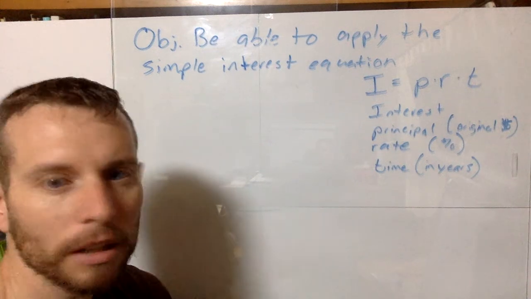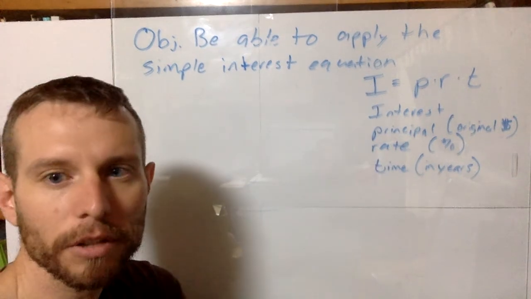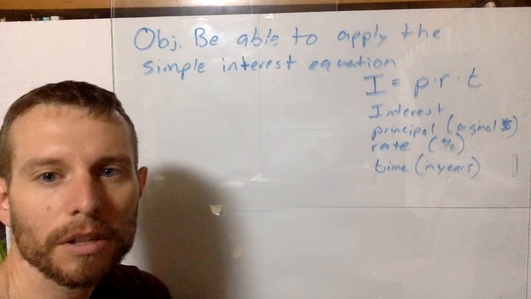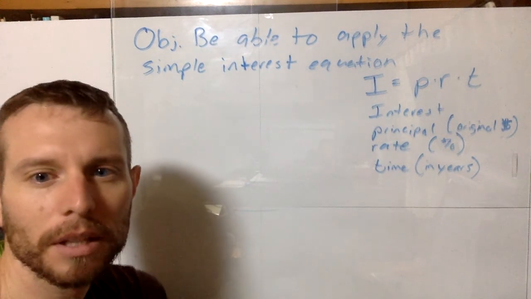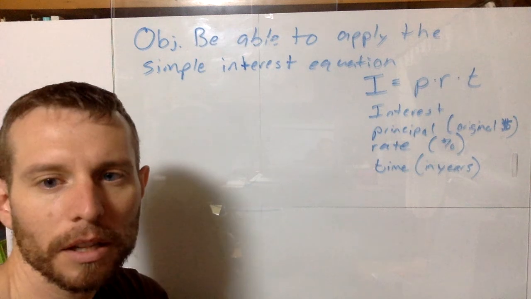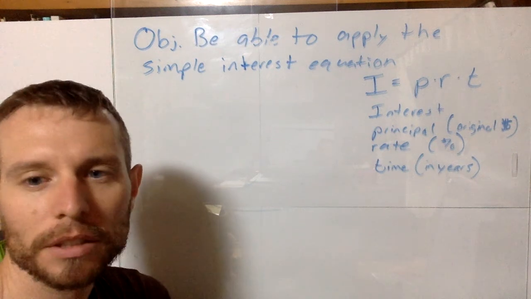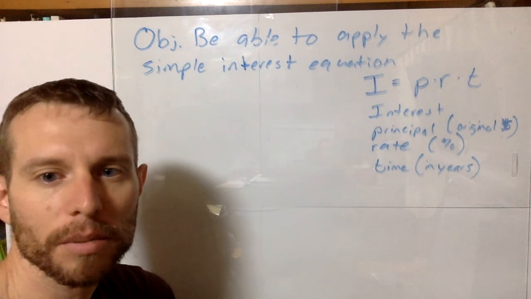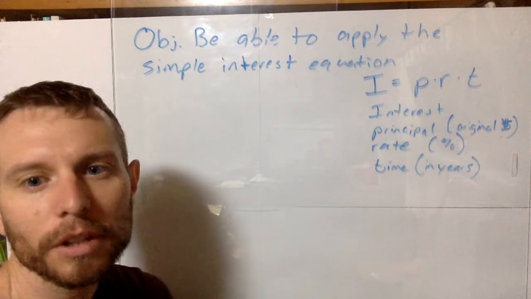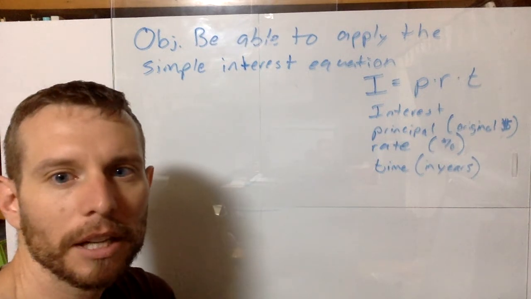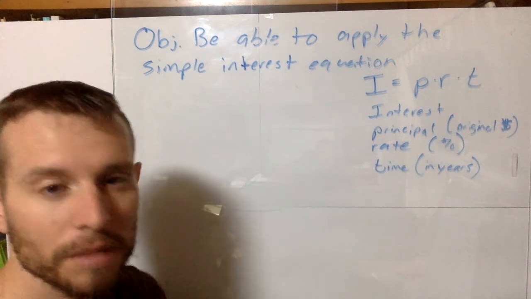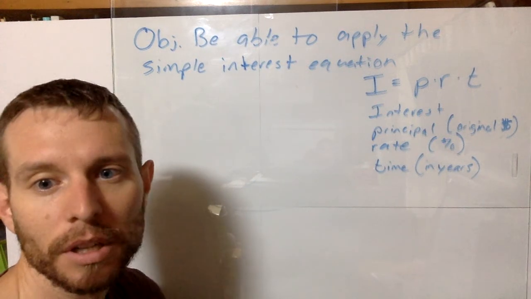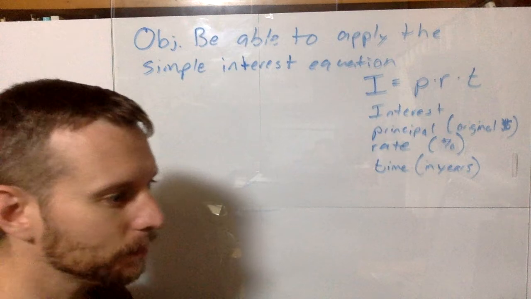So anyway, the simple interest equation I've written here: the interest equals the principal times the rate times the time. The principal is the original amount that you invest. The rate is the percent interest rate that you're going to earn on that. And the time is the time, and that's calculated in years. So if it's not in years, let's say if it's in months or something like that, you'll have to put those into years by converting it.